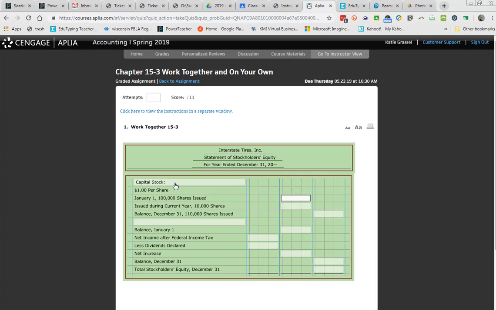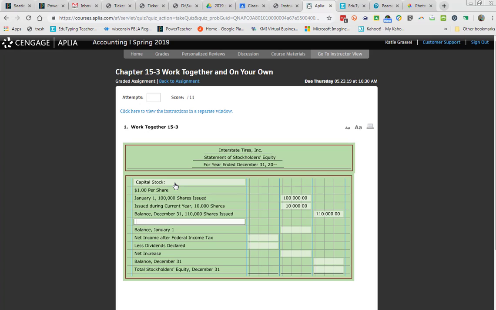So we are going to do the math. So the total value of stock right here is going to be what? 100,000. Multiply 1 times 100,000. Now, it says here, issued during the year was an additional 10,000. What is the value of those additional 10,000? 10,000. 1 times 10,000, which is 10,000. Add them up. So our balance on December 31st of 110,000 shares issued is $110,000. Good call. Did you get what I got?